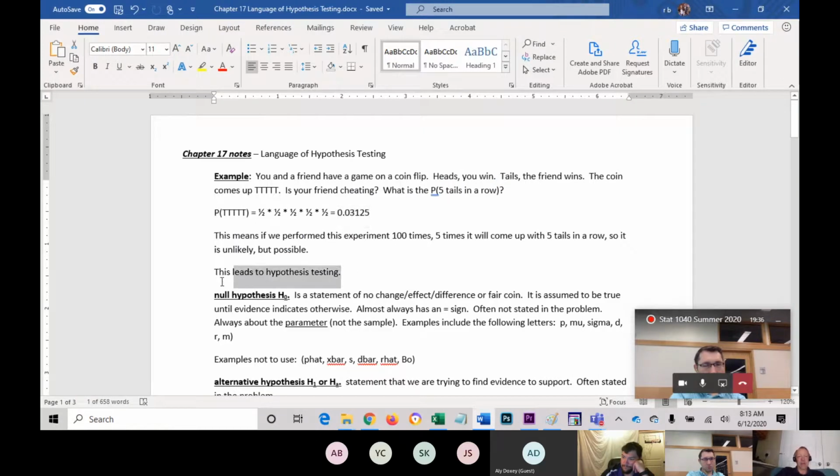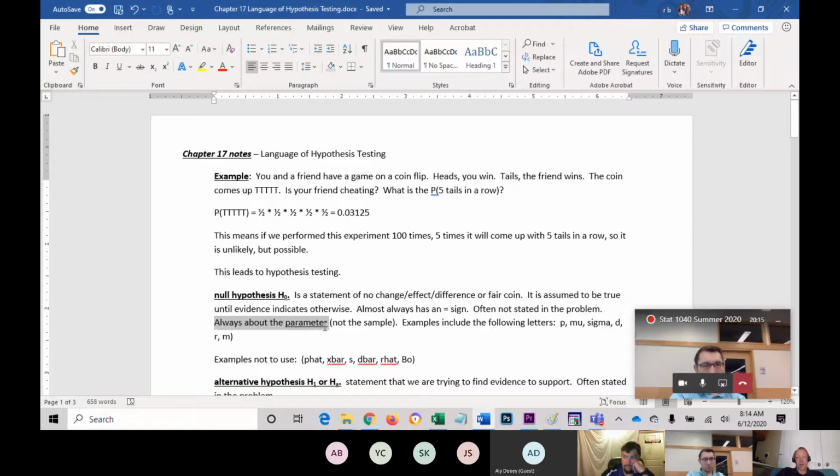Anyway, this kind of leads to hypothesis testing. So the idea here is we're going to have a null hypothesis. Typically we represent that as H sub 0. The null hypothesis is a statement of no change, no effect, or no difference, or in this case, it might be a fair coin. So we always assume that the null hypothesis is true unless evidence indicates otherwise. The null hypothesis almost always has an equal sign, okay? And it's often not directly stated in the problem.